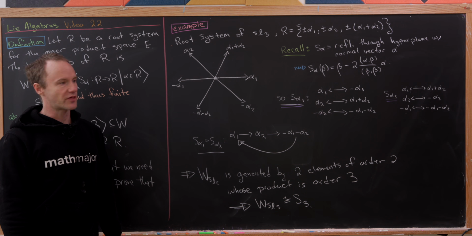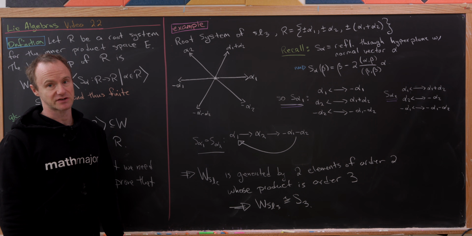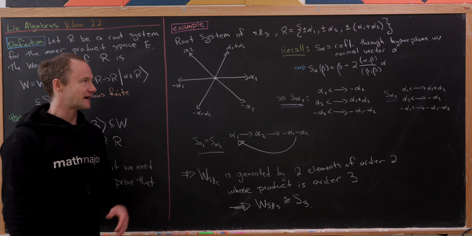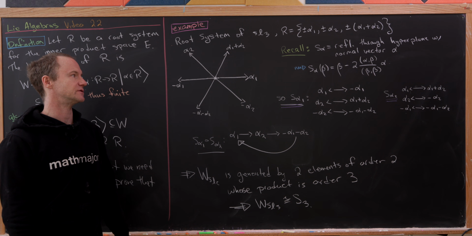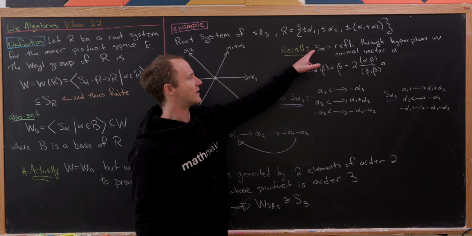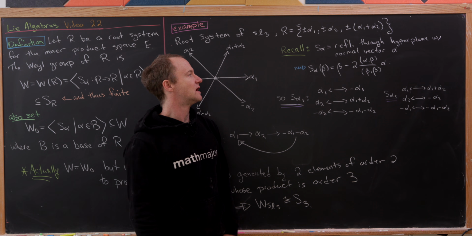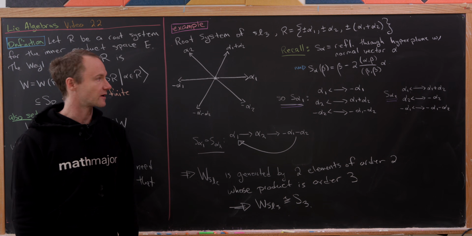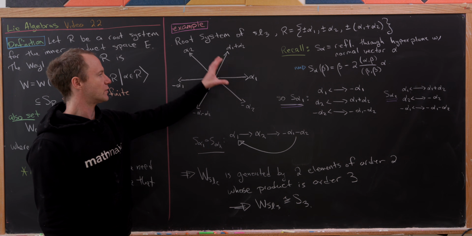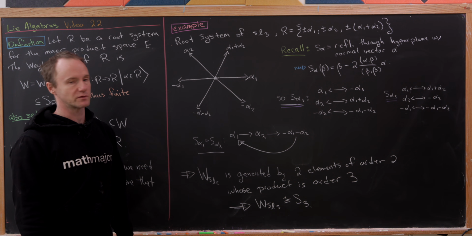So let's recall the root system of the Lie algebra SL3. It had 6 vectors. So it had plus minus alpha 1, plus minus alpha 2, and plus minus alpha 1 plus alpha 2. Let's also recall that the reflection through the hyperplane of a vector normal to alpha is given by this formula right here. And then also we had the following picture of the root system.